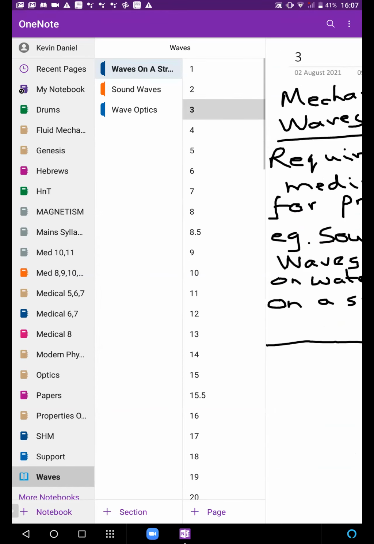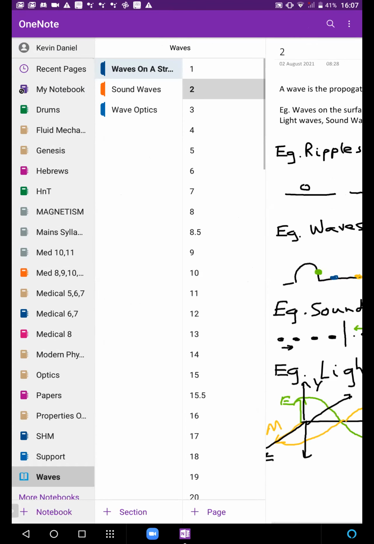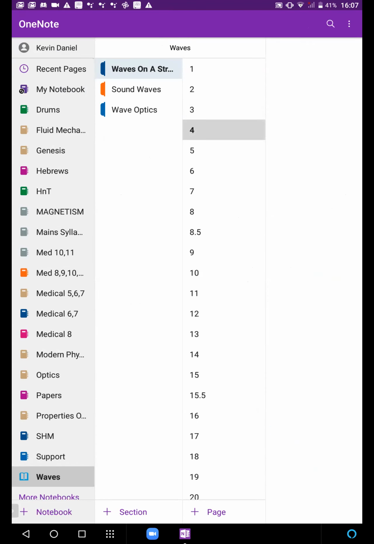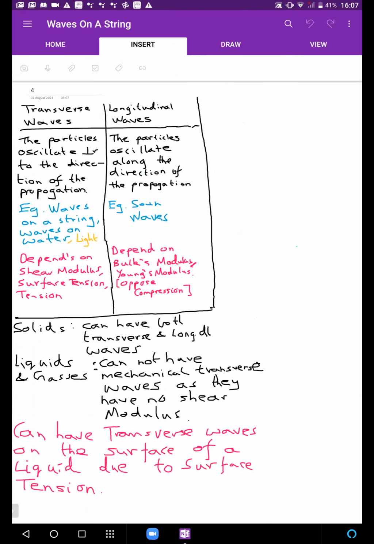The basic difference between mechanical waves and EM waves: mechanical waves require a medium, EM waves don't. They travel even through vacuum. Transverse and longitudinal waves: sound is a longitudinal wave, where oscillation is in the direction of propagation. And as you know, the others are transverse waves. So waves on a string, waves on water, light, these are transverse waves.